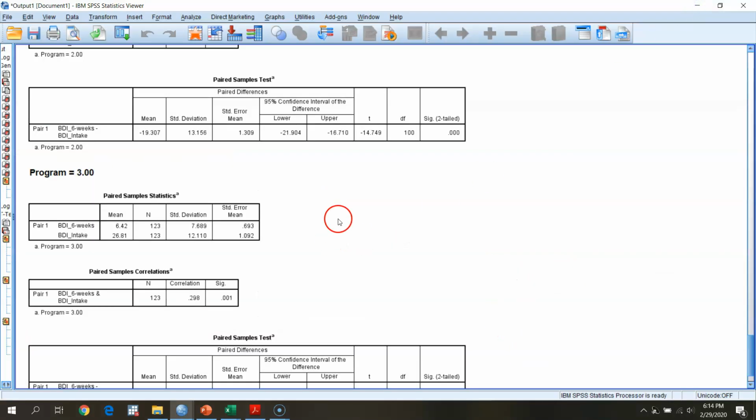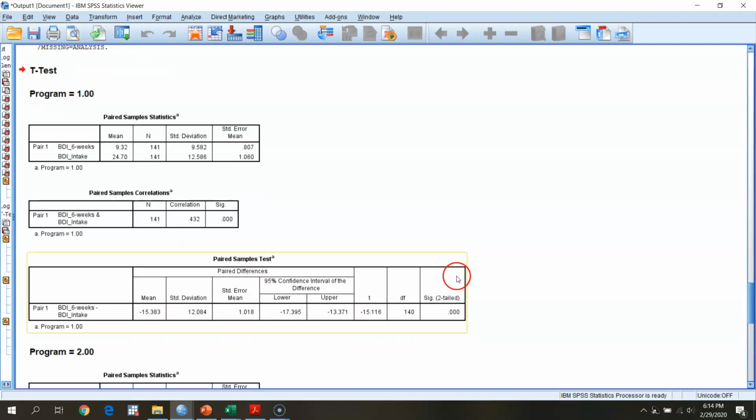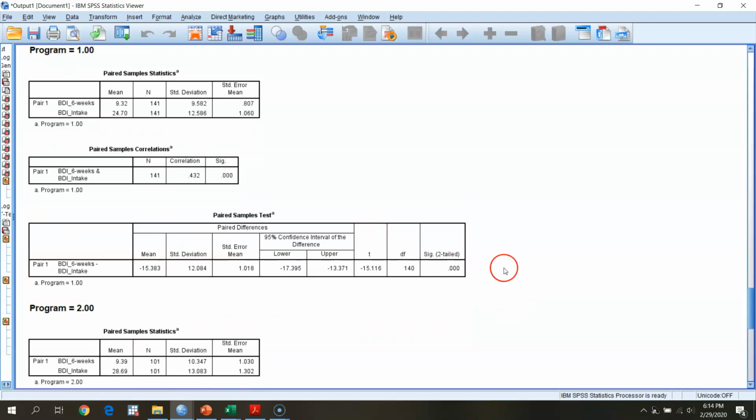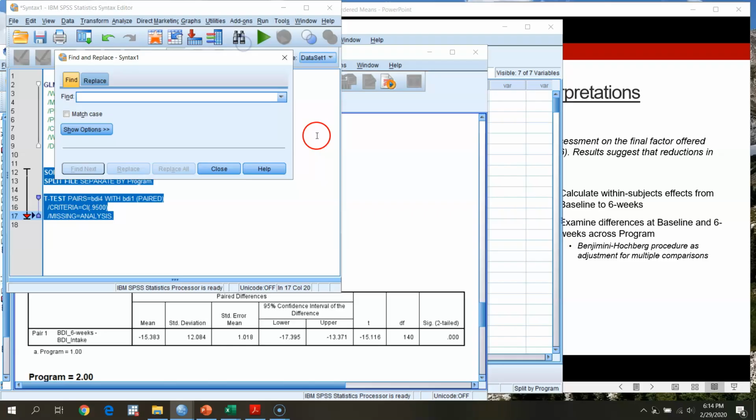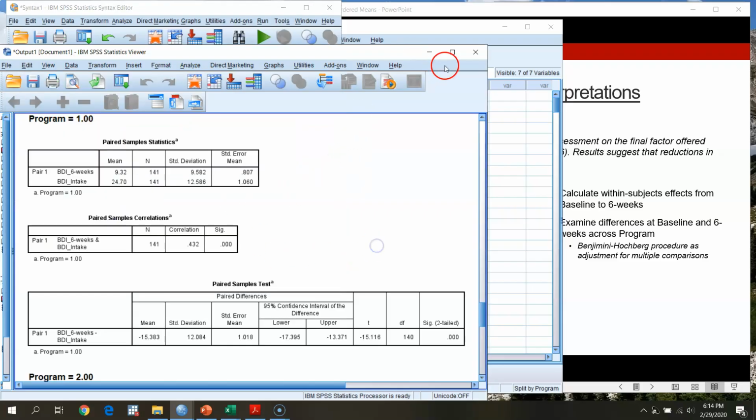So I'm less concerned about the significance test, and maybe I'm more concerned with gauging the magnitude. How much of a difference, how much of a reduction are we seeing within each one of these treatment groups?